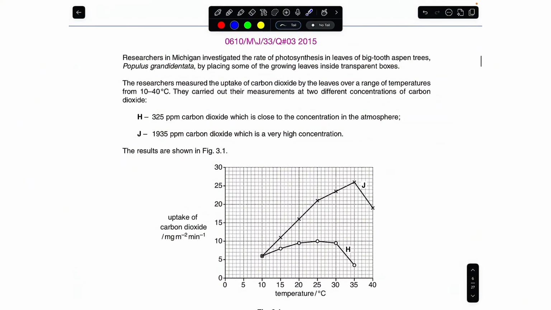Moving onward, this appeared in the year 2015, and this was question number 3 for your theory paper. Here they have said that the researchers in Michigan investigated the rate of photosynthesis in the leaves of big tooth aspen trees. So we are removing the leaves out of them and simply investigating the rate of photosynthesis in them. They have given you the scientific name of this aspen tree: the genus is Populus, and the species name is grandidentata, by placing some of the growing leaves inside a transparent box.